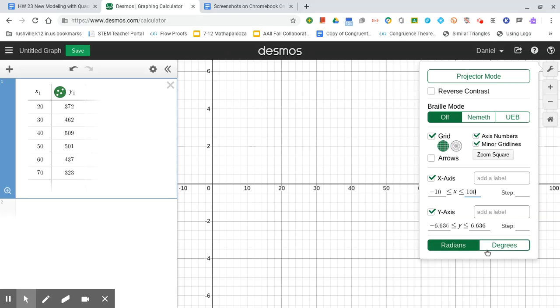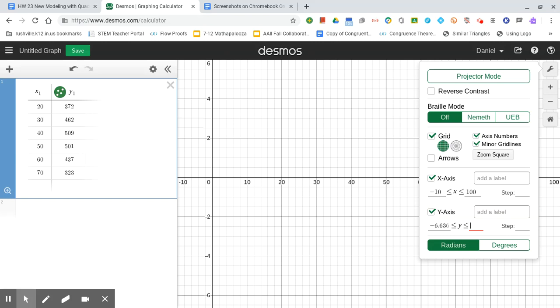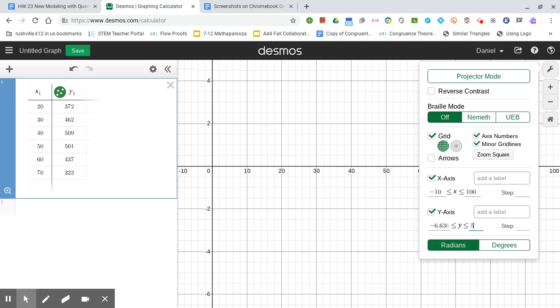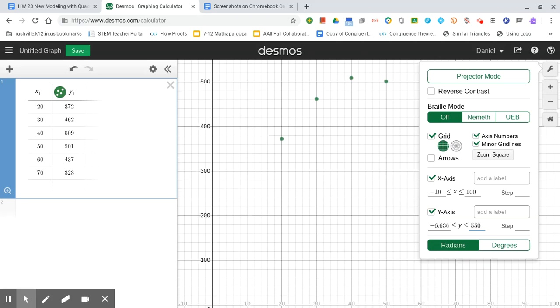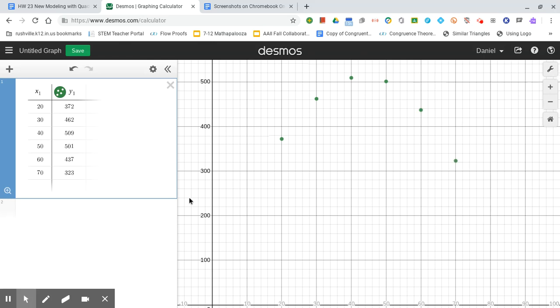We're going to do the same with the y-axis. Rather than using this value of 6, we see that the largest y value in our table is 509. We might need to work with something a little bit bigger than that, so give yourself some wiggle room. In this case, I'm going to jump up to 550. And when you do that, you're going to notice that your values are appearing here. So here are our 6 data points in this table.